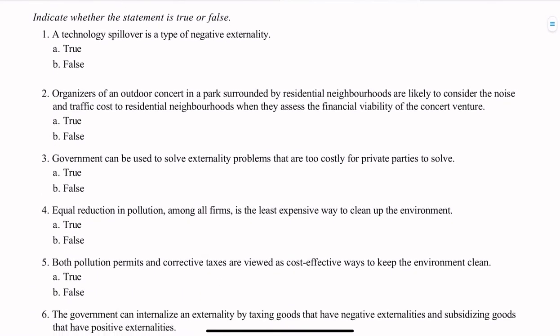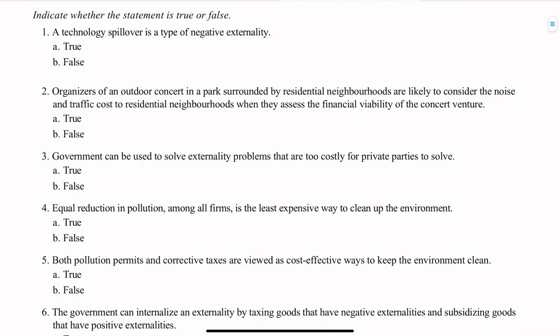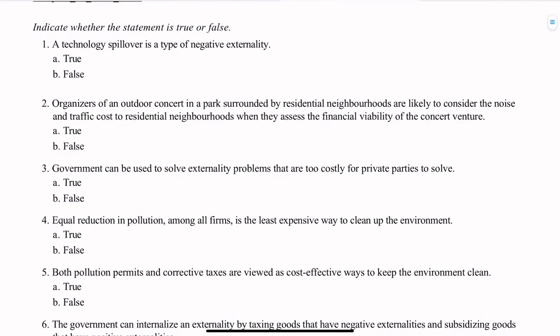Okay, let's see the true-false problem. A technology spillover is a type of negative externality. Well, this is obviously false, because I mean, it's just common sense, right? It's a technology spillover. So it basically means technology from A firm gets spilled over to B firm. So B firm will get the benefit from A firm's technology. So obviously this is a positive externality.